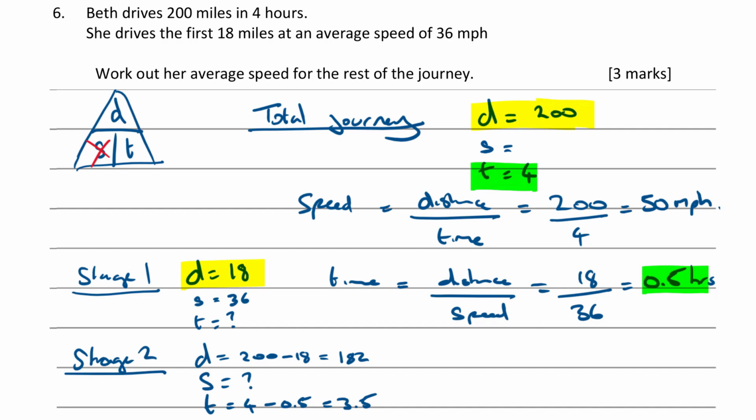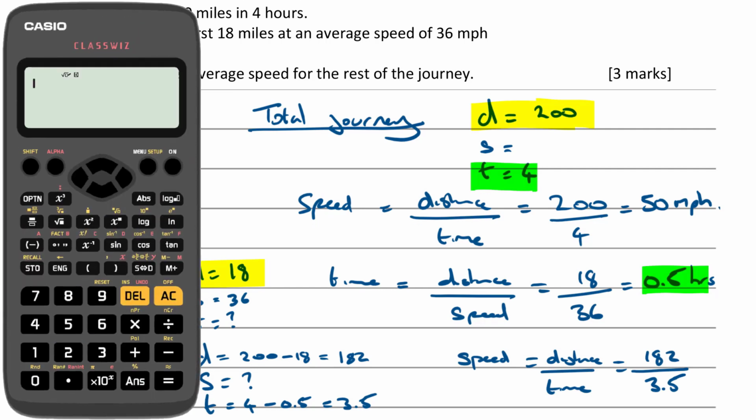Okay, and then we want to find the average speed of this part of the journey. So again, from the triangle, cover up S, tells me that speed equals distance over time, which is now 182 divided by 3.5. Okay, time to reach for a calculator, I think. So 182 divided by 3.5 comes out to be 52. Okay, so that's 52 miles per hour then.